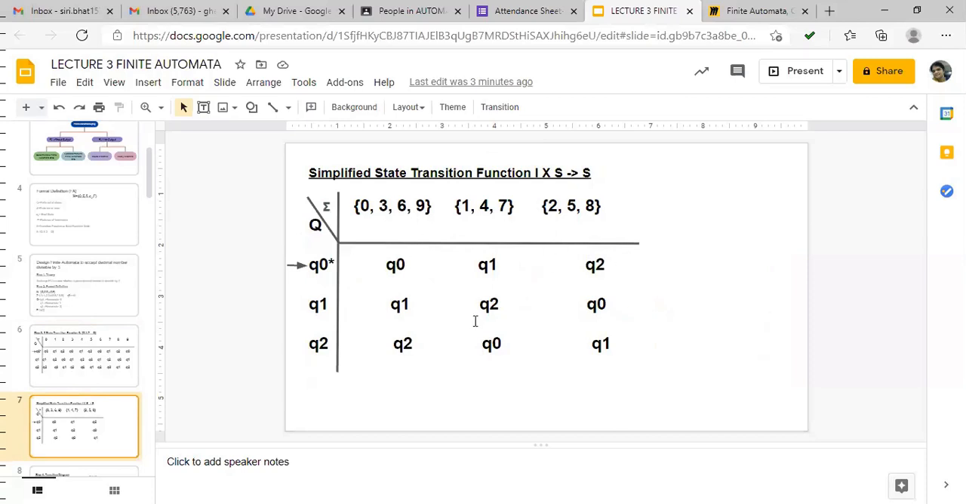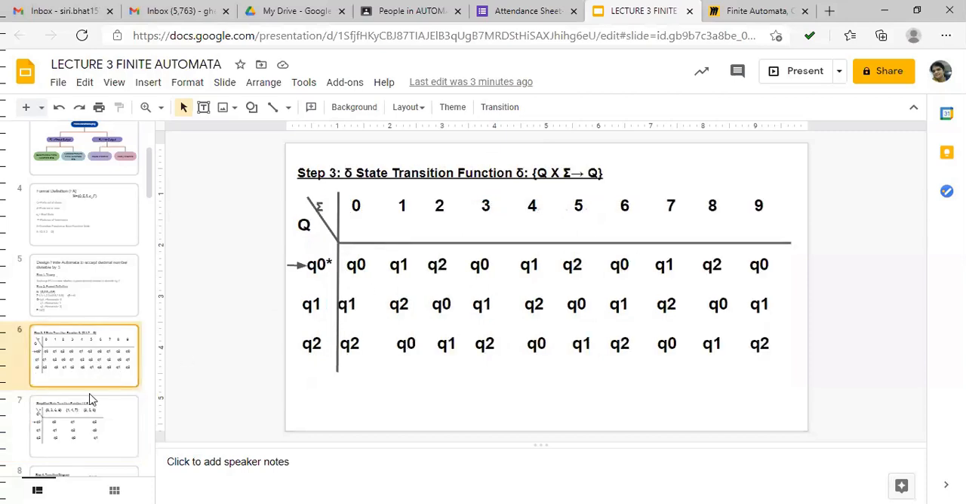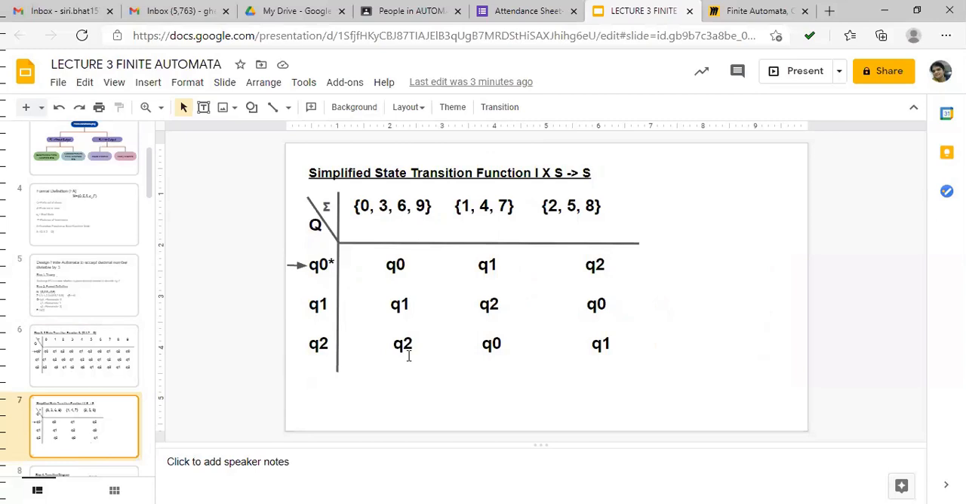If you don't understand, if you are in confusion, you need not write this. You can directly write this and leave it. But it is better to write this because depending on this, we have to draw a diagram in the next step. Is the simplification clear, students?